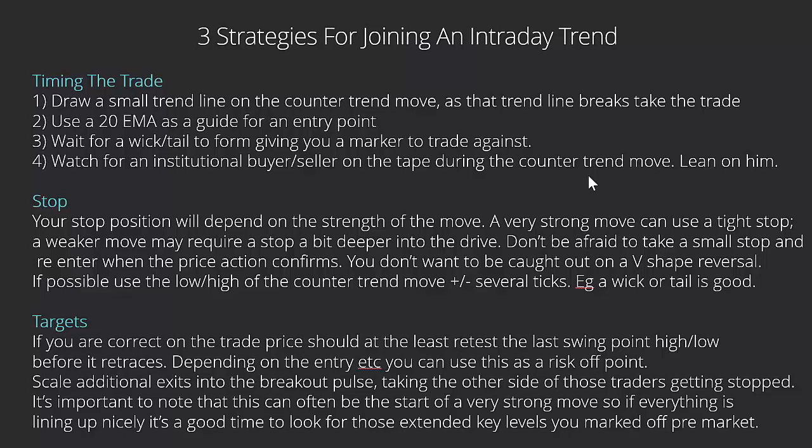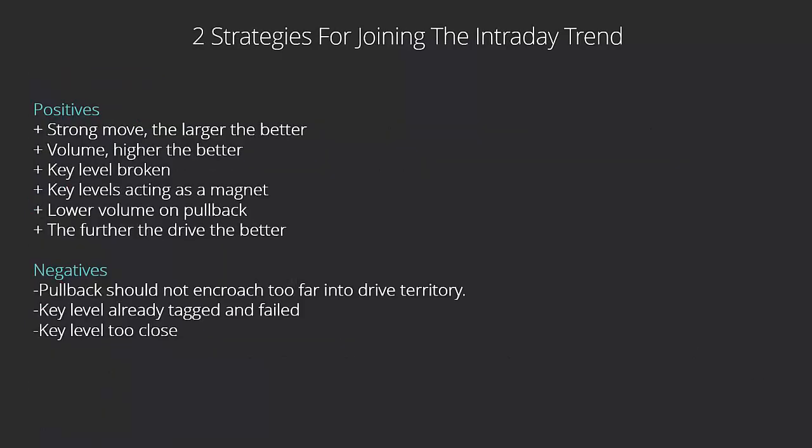Also, an extra thing to note here is that it can often be the start of a very strong move. So if everything is lining up nicely, it's a good time to look for those extended key levels that you marked off pre-market. We talked about looking at higher time frames and saying, you know what, this is a big move. We've bounced off the lows aggressively. We've got a good move. It's the first pullback. We could close on highs for the day. I need to consider whether I should be holding my trade for the rest of the day and letting the market pay me. There's no right or wrong way for this, but this is something you need to look at as a trader and assess the situation individually.